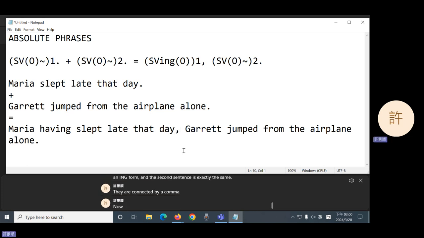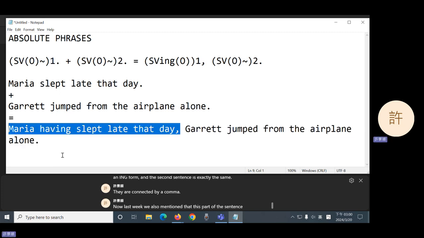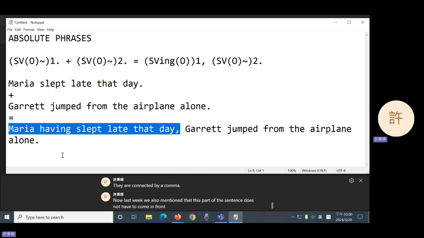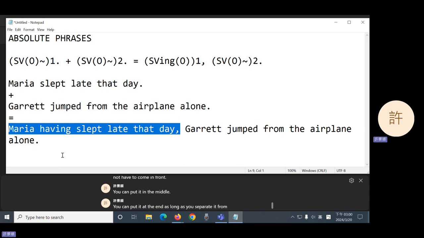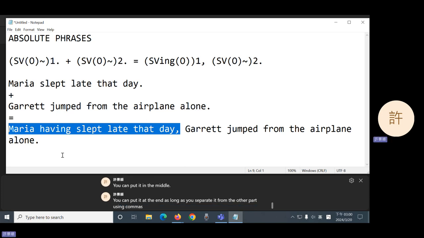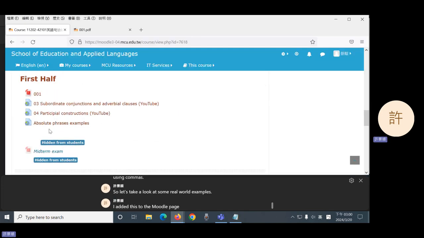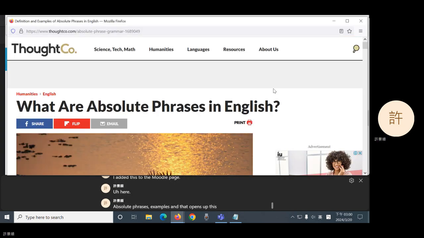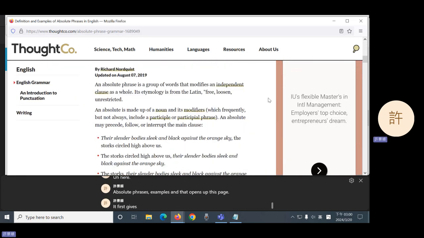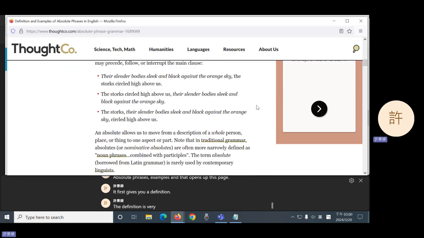Now, last week we also mentioned that this part of the sentence does not have to come in front. You can put it in the middle. You can put it at the end, as long as you separate it from the other part using commas. So let's take a look at some real world examples. I added this to the Moodle page here, absolute phrases examples. And that opens up this page. It first gives you a definition. The definition is very difficult.